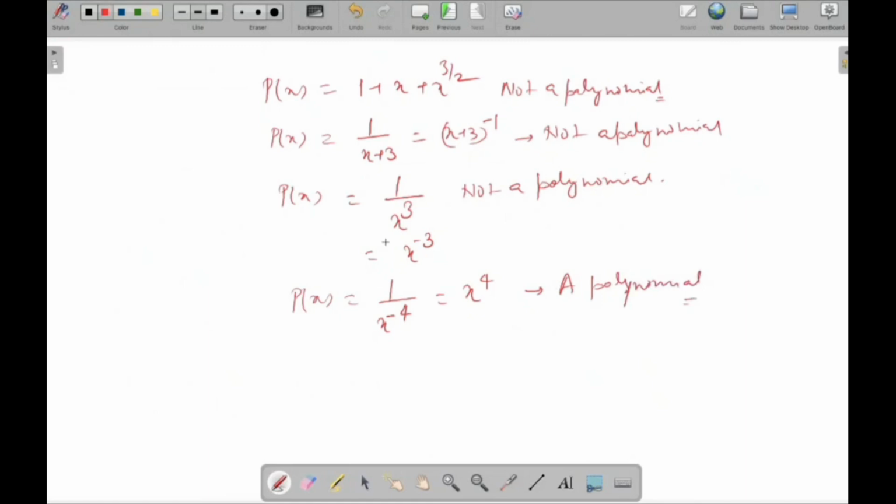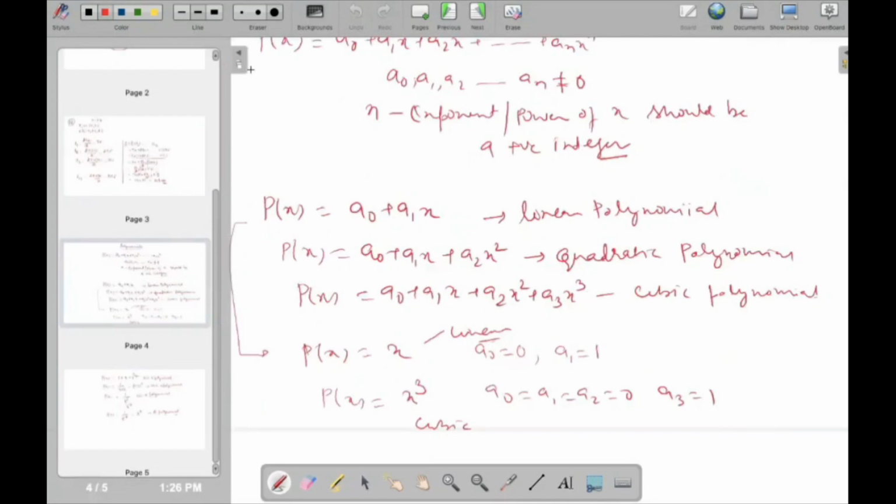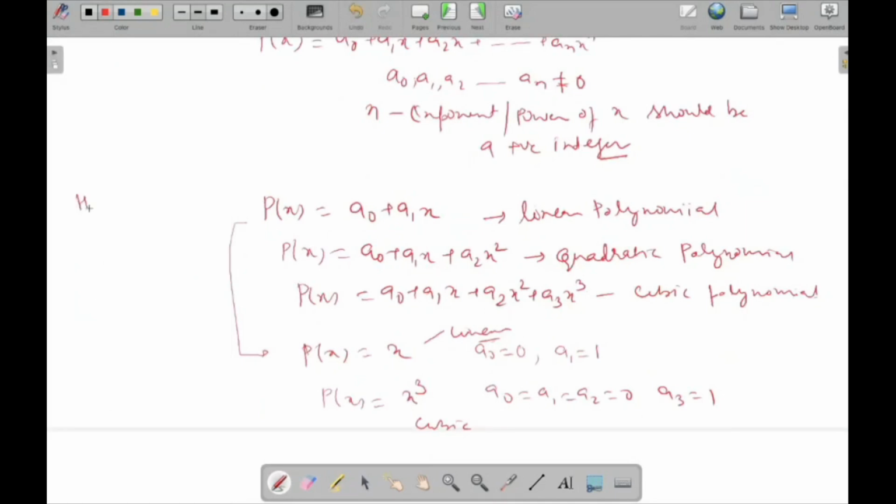Polynomial of fourth degree. So we call the degree of the polynomial, basically the highest power of x in the expression, the degree of the polynomial. I hope you have studied this in the last class also. Degree of the polynomial.